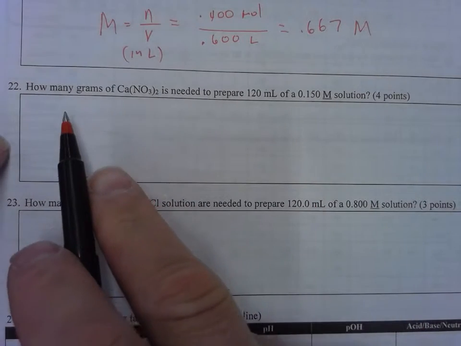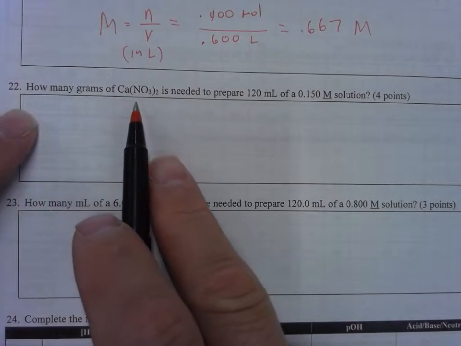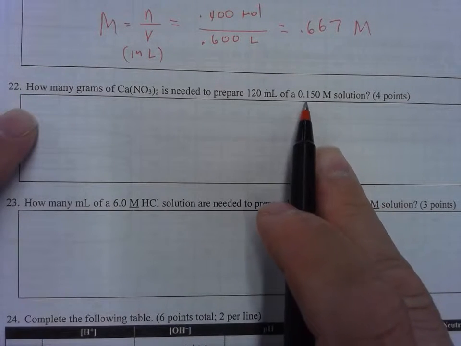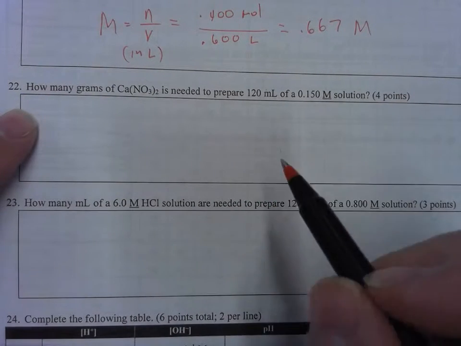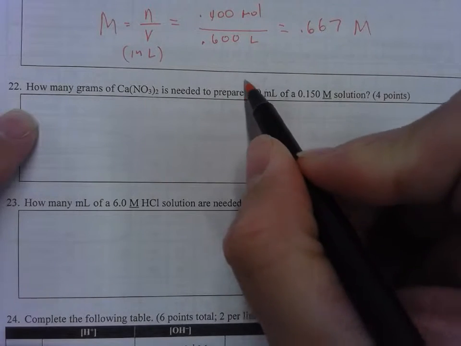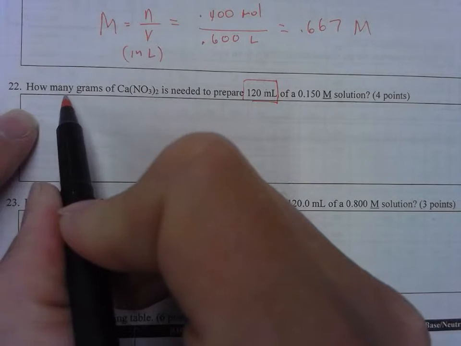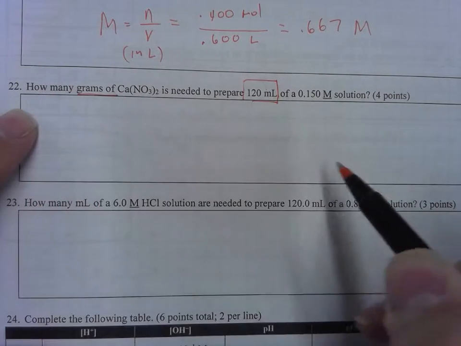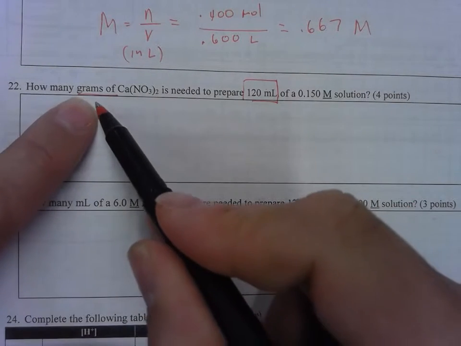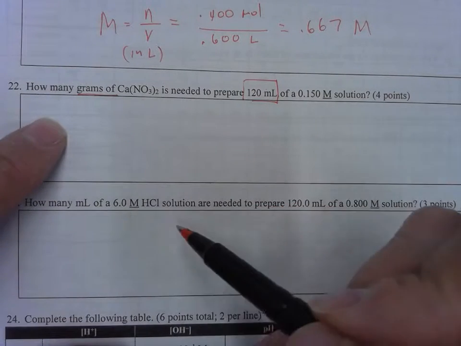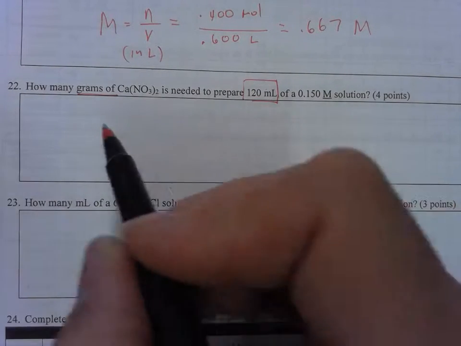This is part 3. How many grams of calcium nitrate is needed to prepare 120 mL of a 0.150 molar solution? Okay, 120 mL is what's given. We're asked for how many grams of calcium nitrate. When you see that grams thing right there, they're asking you to go to grams. You know you're going to need molar mass. Let's go ahead and get the molar mass of calcium nitrate.